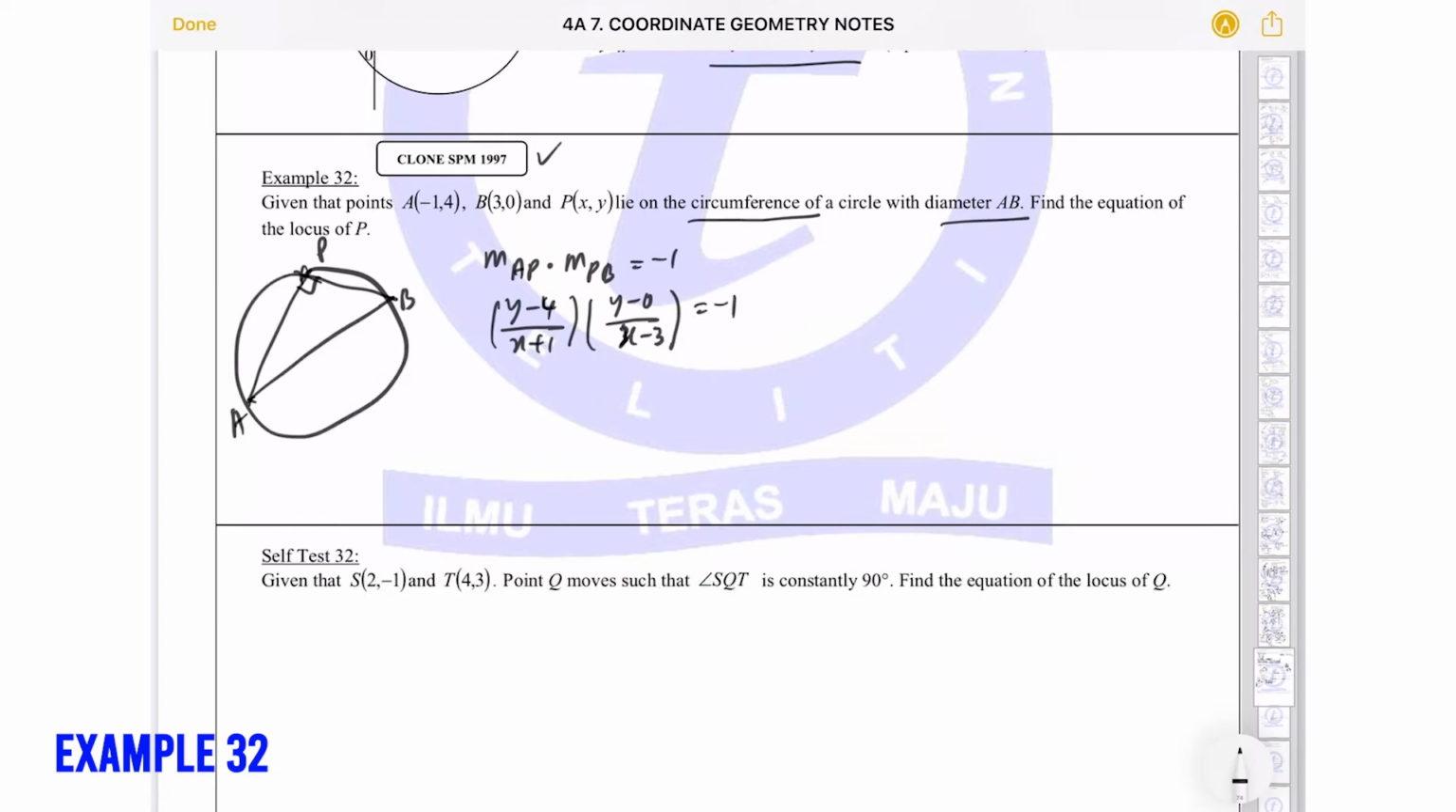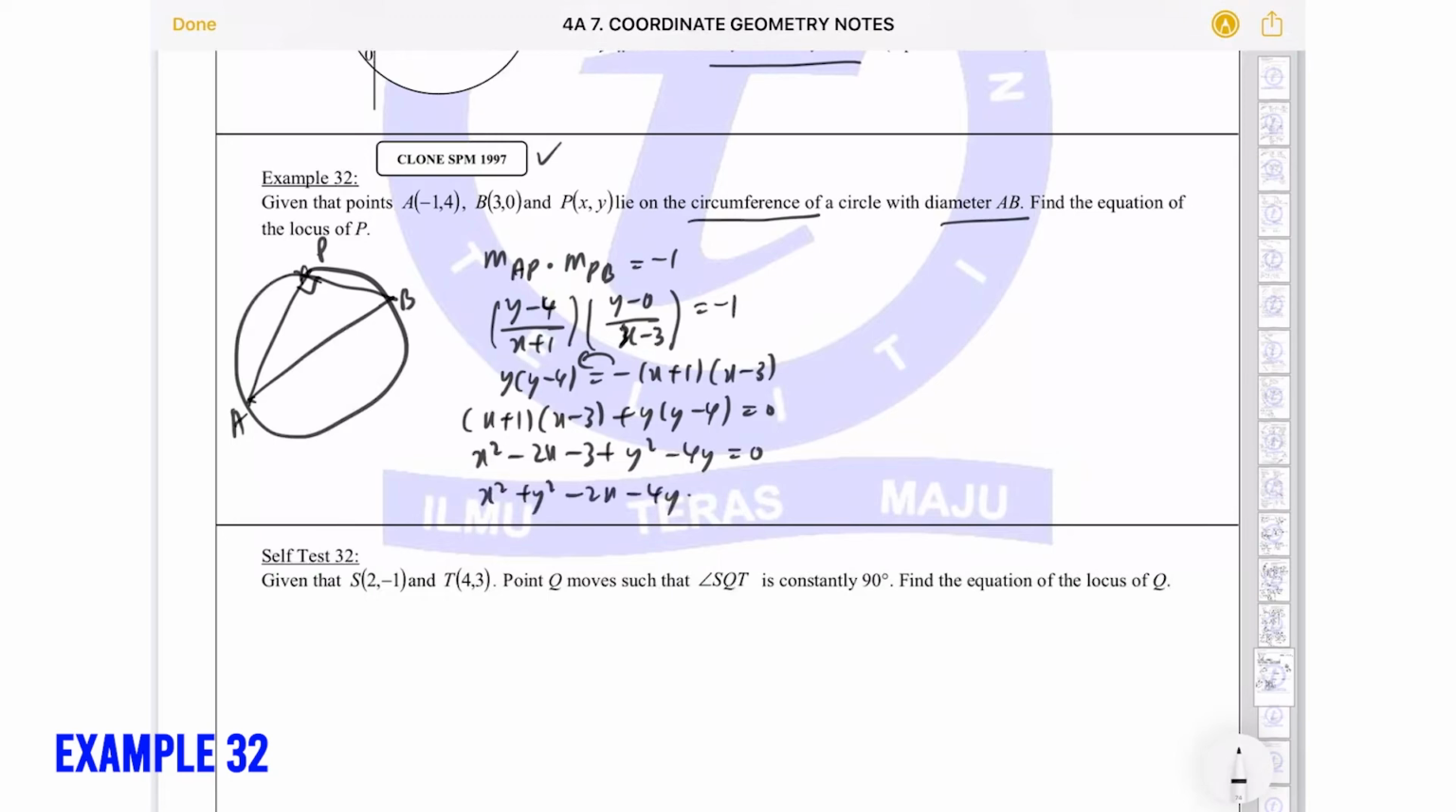So can we expand this? Y squared minus 4y. Or sometimes maybe I think it's better not to expand first, because I think it's better we rearrange it, because if I expand, a lot of things will move, a bit more difficult. And then I bring this over, x plus 1, x minus 3 plus y minus 4. Because if this is negative, when you bring over, everything else is positive. Only then I expand. Okay, and I simplify further. Minus 2x minus 4y minus 3 equals 0.